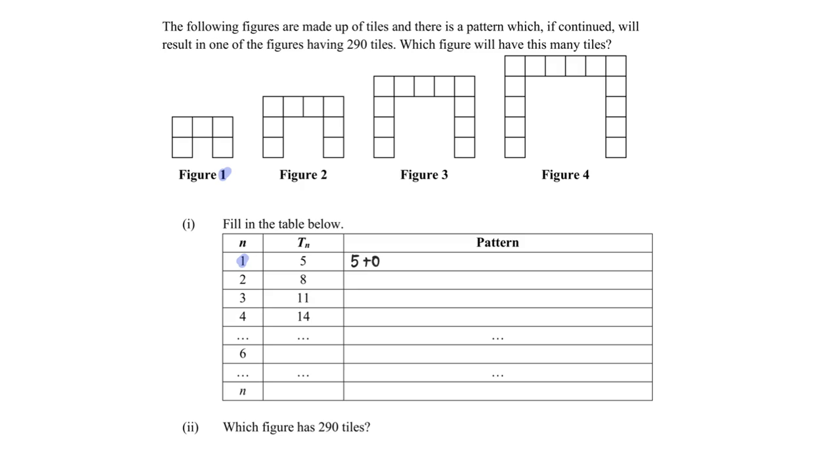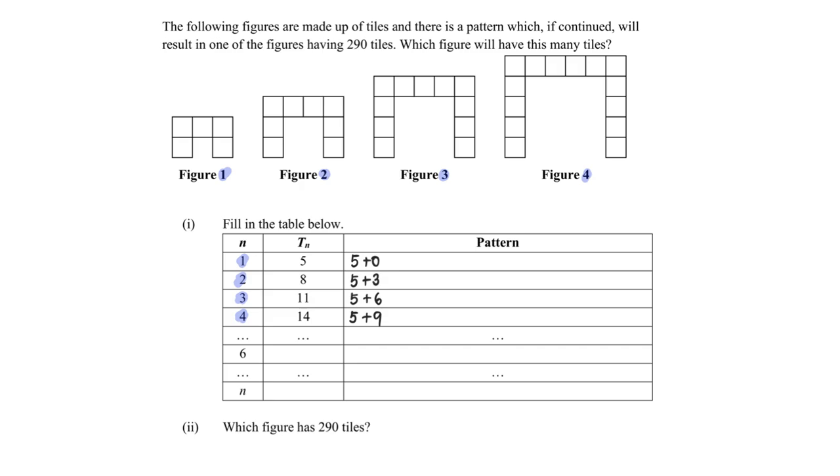plus 0. Now, for figure number 2, there are 8 tiles, and 8 tiles can be written as 5 plus 3. And do notice the pattern that we are trying to see now. For figure number 3, 11 can be written as 5 plus 6. Pattern number 4 can be written as 5 plus 9.